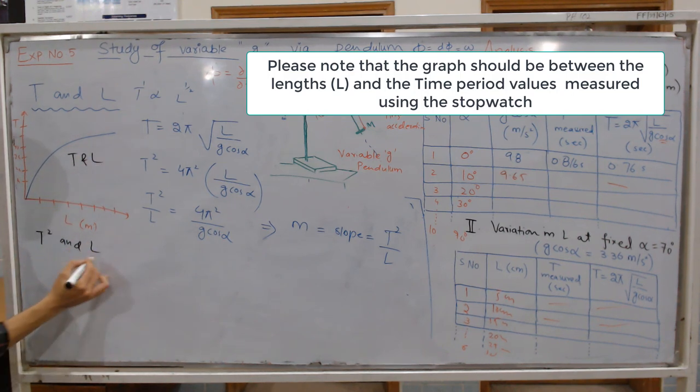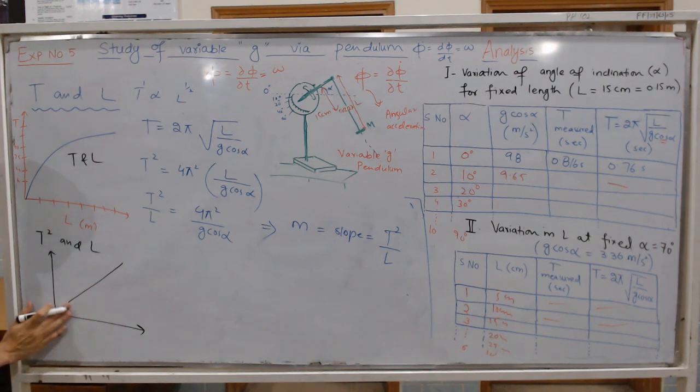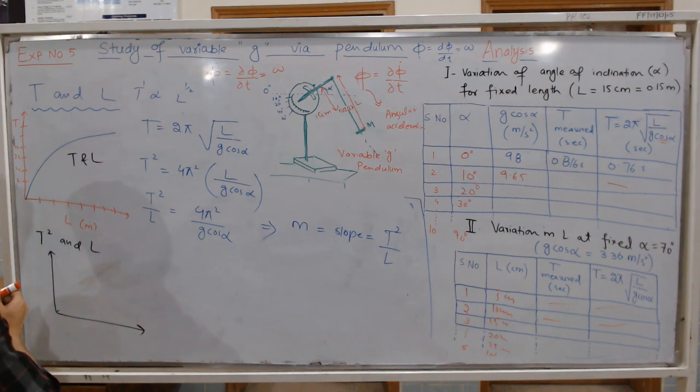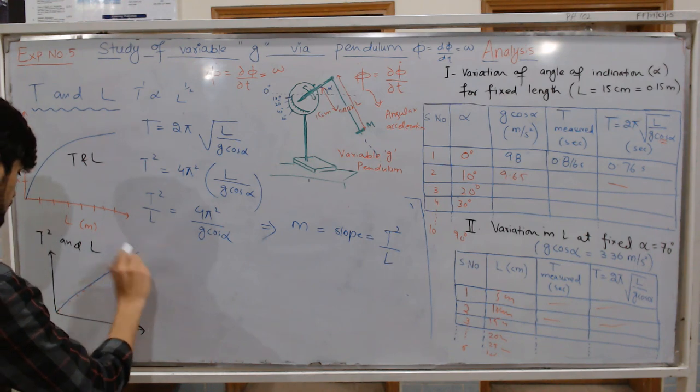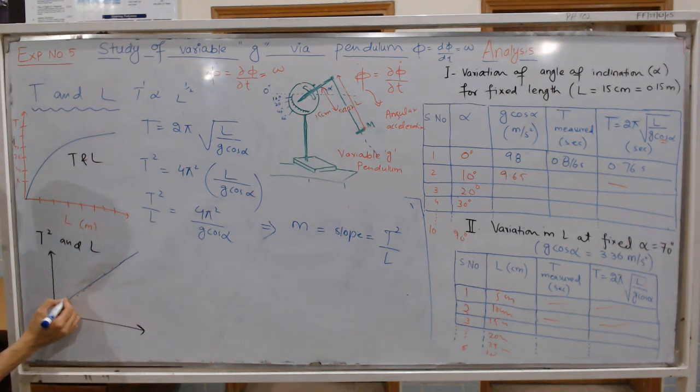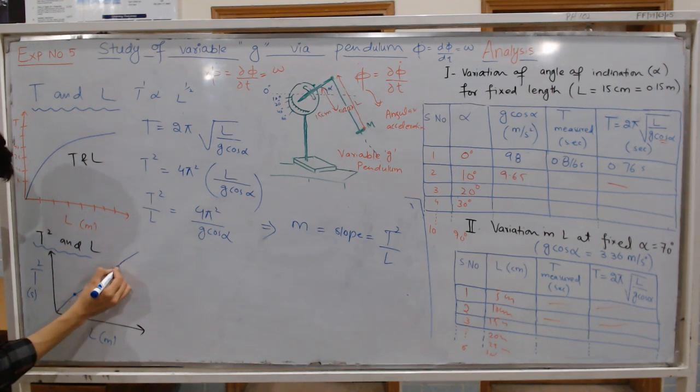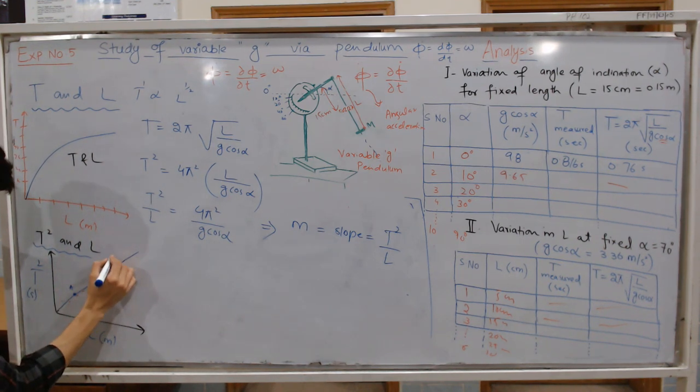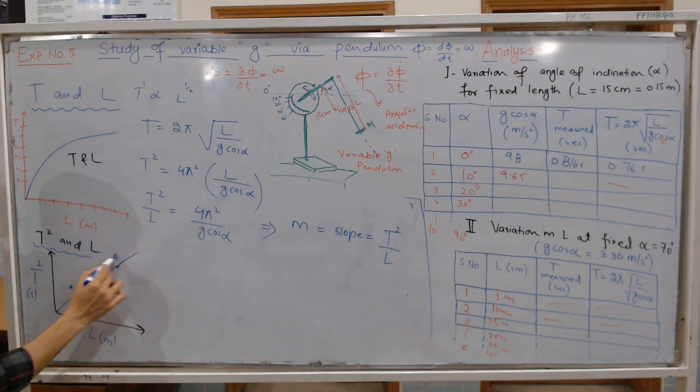Now the graph between T square and L will be a straight line. Keep in mind, this will be a straight line like this. So, you will have some points on the graph, and when you join these points, you will get a straight line. So, how to find the slope? Simply, this is our length axis in meters and this is T square. Keep in mind, this is for T square and L. So, I am having some points. This is point A, this is point B. So, the slope can be easily calculated like this.